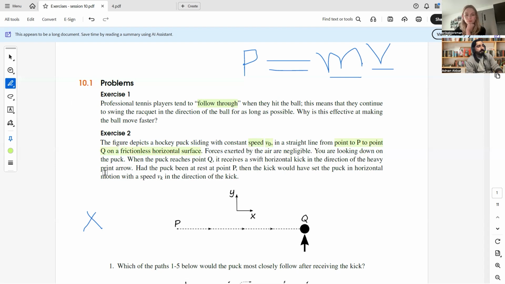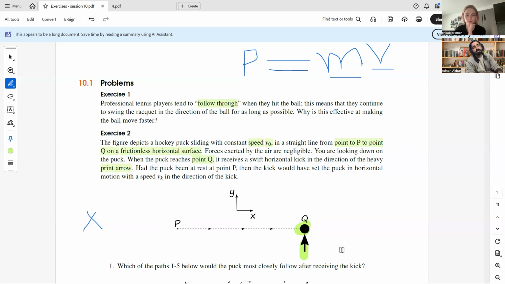You're looking down at the puck. When the puck reaches point Q, it receives a swift horizontal kick in the direction of the heavy print arrow. As it reaches point Q, it will face a horizontal kick whose direction is represented by this arrow shown here, and it is horizontal because it is on the surface of land. It is not in a vertical position.